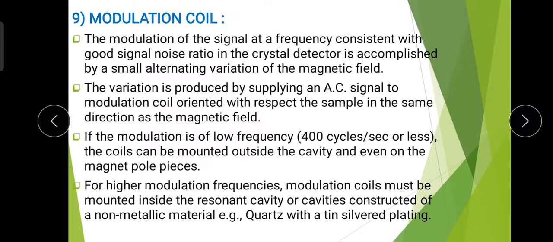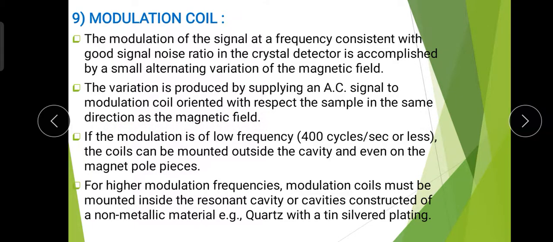So here is the modulation of this signal at a particular frequency, which is consistent with a good signal to noise ratio in the crystal detector. Then we are able to obtain the proper ESR spectra, and this is done by varying the magnetic field. The variation is produced by supplying an AC signal to the modulation coil oriented with respect to the sample in the same direction as the magnetic field.